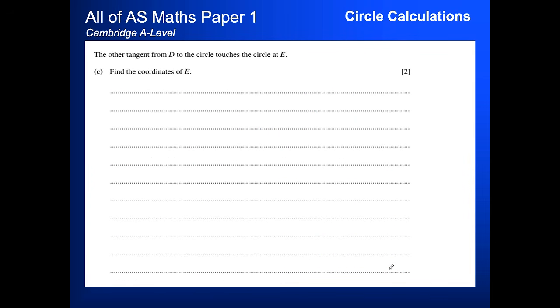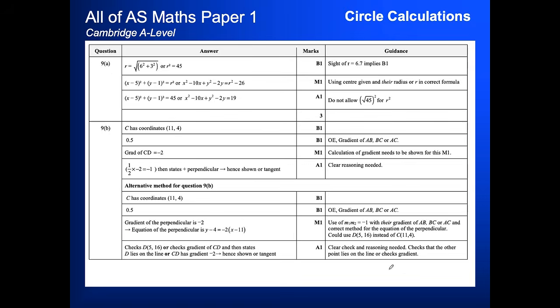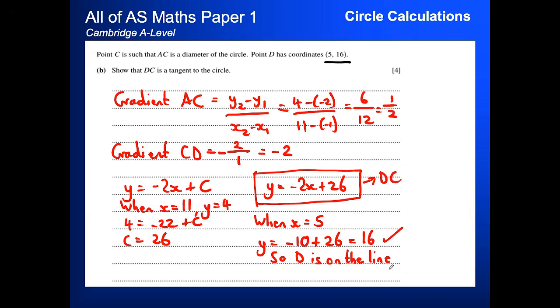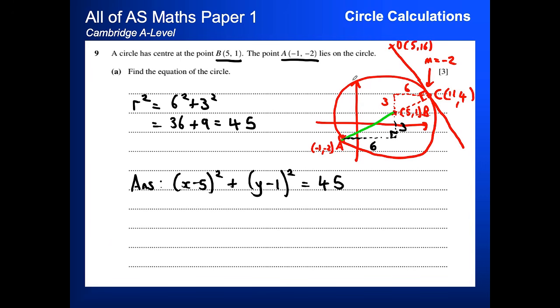Point C, so the other tangent from D to the circle touches the circle at E. Find the coordinates of E. So if we go back to our diagram. So imagine you've got a point over here. So this is our point E. If I draw this line here, which also just touches the circle. Now one thing to realize here is that this length and this length are exactly the same.